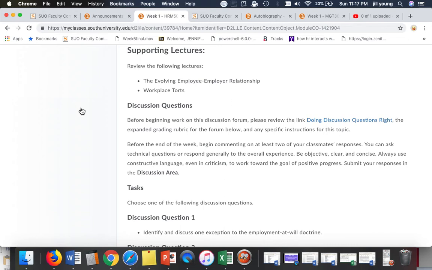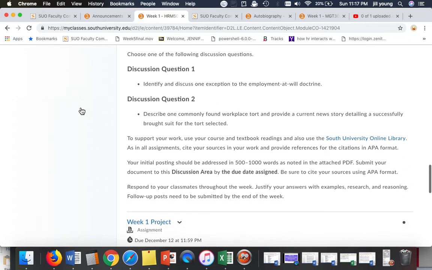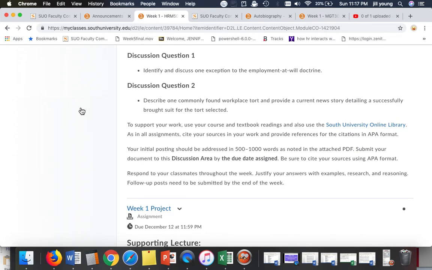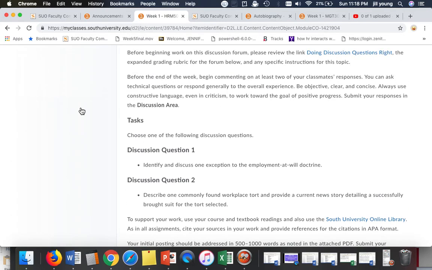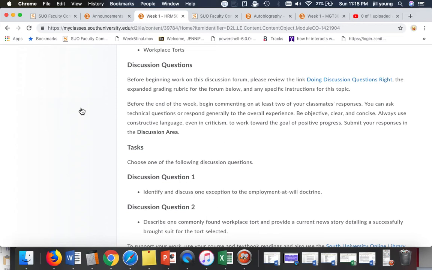Of course, the initial post has to be between 500 and 1,000 words and has to be posted on time. Obviously, spelling, grammar, and punctuation all matter. APA format should be correct as well. Basically, those are the steps you need to get the maximum points on your discussions.